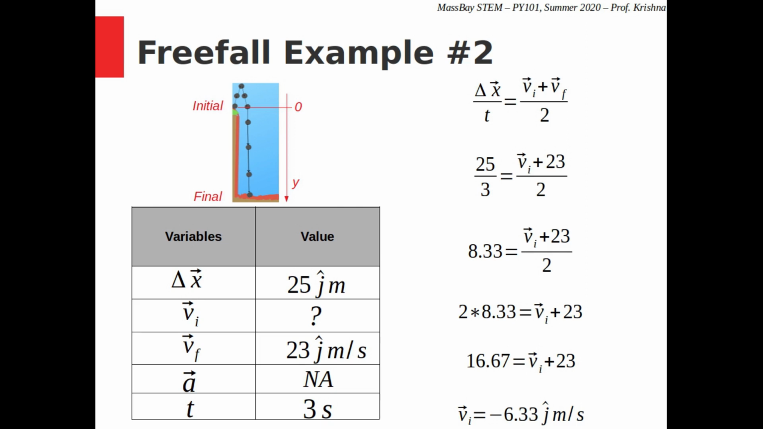Multiplying both sides by 2, we get 16.67 equals Vi plus 23. Finally, subtract 23 from both sides. The initial velocity is negative 6.33 meters per second. Negative because we said upwards is negative. In other words, you threw the rock with a velocity of negative 6.33 meters per second.